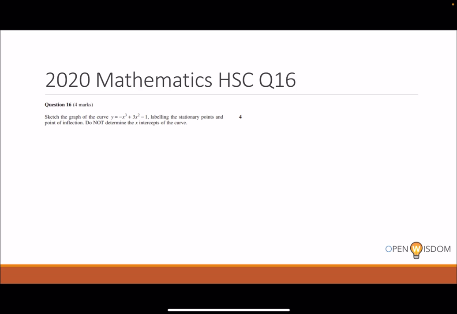Our first step is finding the first derivative and second derivative for this question. Our first derivative, y dash, would be minus 3x squared plus 6x. And our second derivative would be minus 6x plus 6.